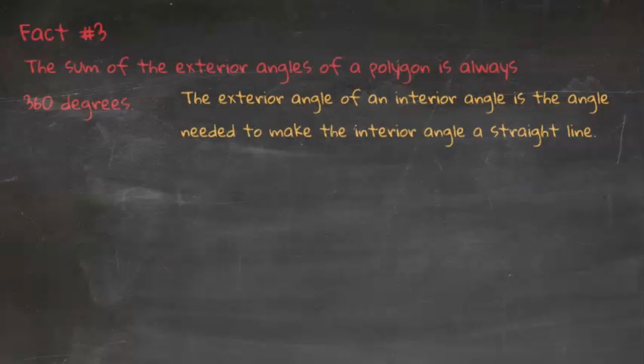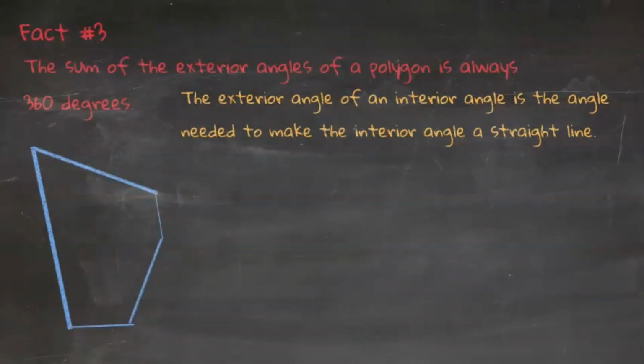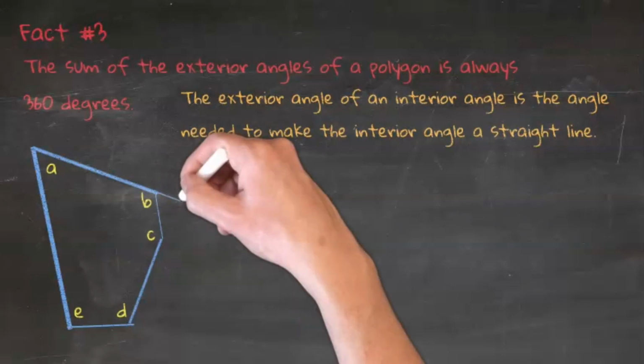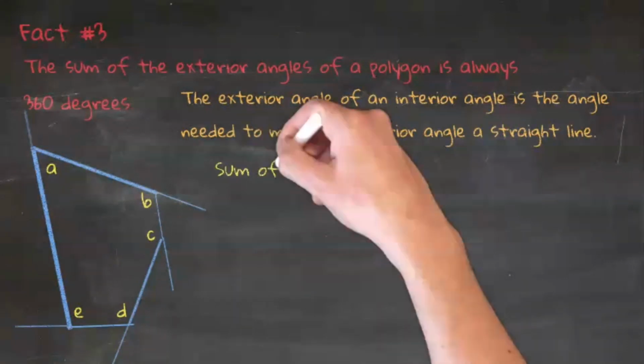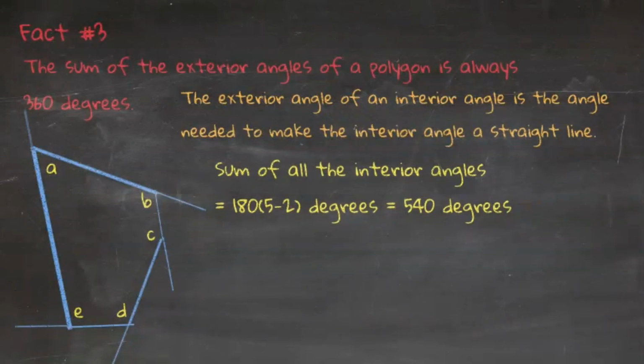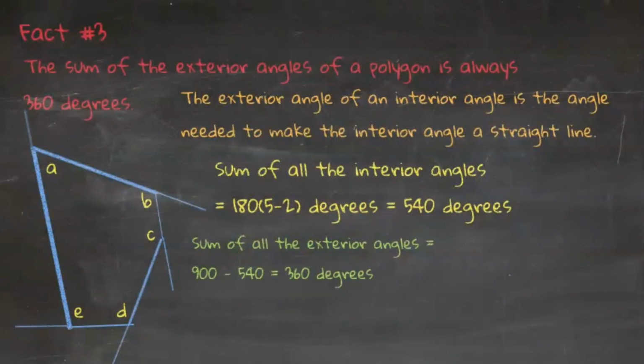For this fact, we'll use the same polygon from before. As you can see, each side is associated with an angle. If we extend each side, we'll see 5 lines, each 180 degrees. They are made of the sum of the interior and exterior angles. From fact 2, we know that the sum of the interior angles alone is 180 multiplied by (5 minus 2), which is 540 degrees for this polygon. Therefore, the sum of the exterior angles is 900 minus 540 equals 360 degrees.